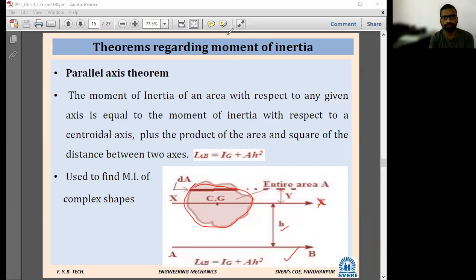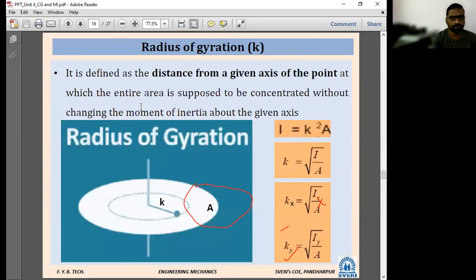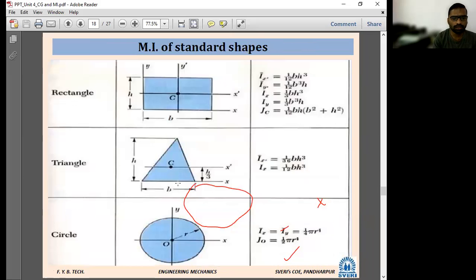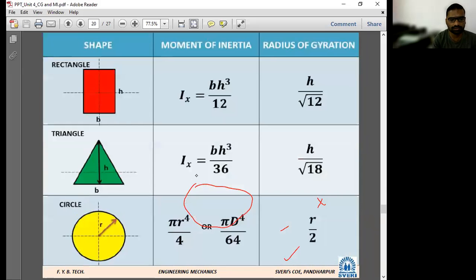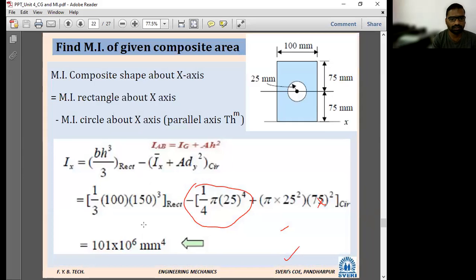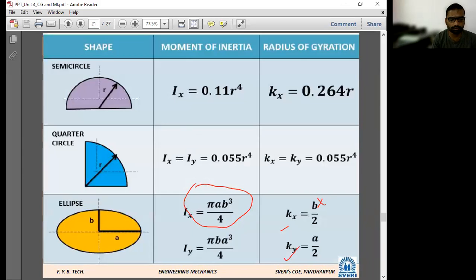Have you drawn? Yes, sir. Okay, can I go for the problems now? Yes, sir. So now you will get why I have taken BH2 by 12, BH2 by 36. And here also, moment of inertia about the centroidal axis is BH2 by 36. Here why I have taken 0.114, you will come to know. Okay, so all of you are done first.